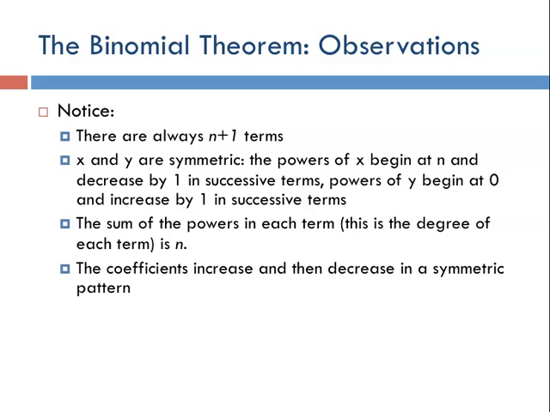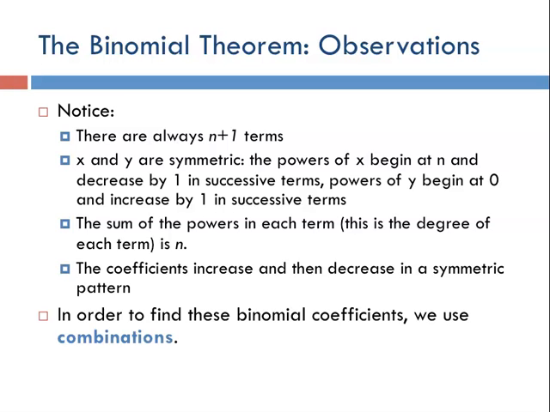So I guess really the one thing we really need to figure out is, where do those numbers come from? Why is it 1, 5, 10, 10, 5, 1? So in order to find these binomial coefficients, we're going to use combinations. Okay, we're going to talk about what combinations are. For those of you who may remember from either Algebra 2 or maybe if you're in stats right now, you may have already learned combinations before.